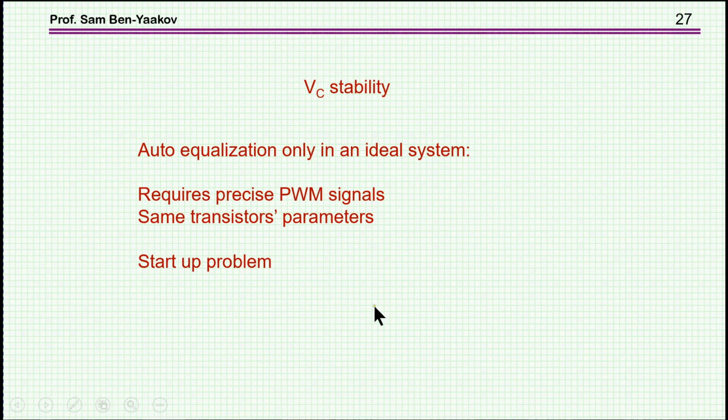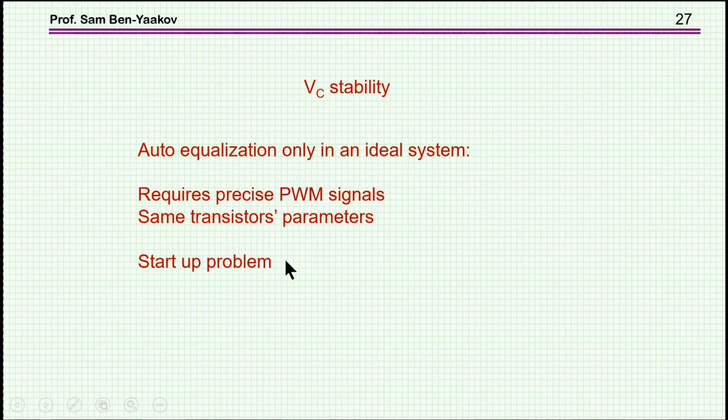So there is another issue which I already mentioned, and that is the stability of the capacitor voltage. There are actually two aspects to it. First of all, we would assume that if everything is equal, there will be an auto-equalization, but this will be only in an ideal system. So for that, you need a very precise PWM signal, which you cannot have, and also you need the same parameters for the transistors, the inductors, and the layout, which you can also never have. And also there is a startup problem.